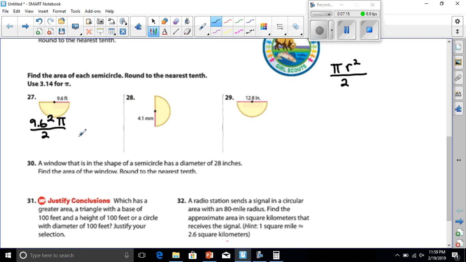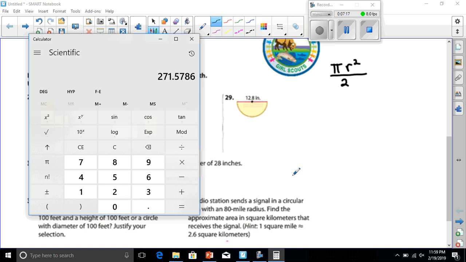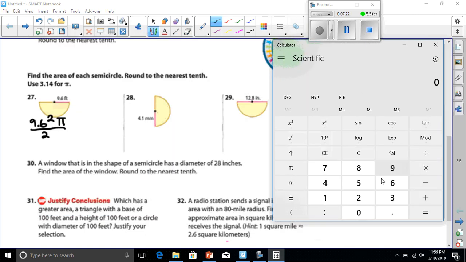Well, what's 9.6 squared? 9.6 times 9.6 equals 92.16. Now we're going to multiply that by pi, which is 3.14, and that gives us 289.3824. Now we have to remember to divide it by 2.